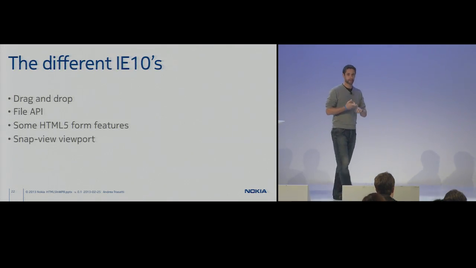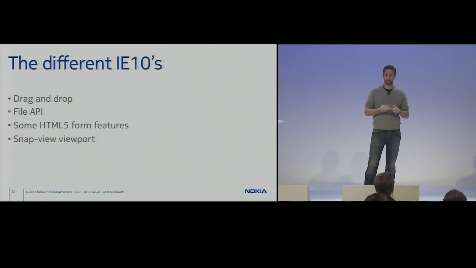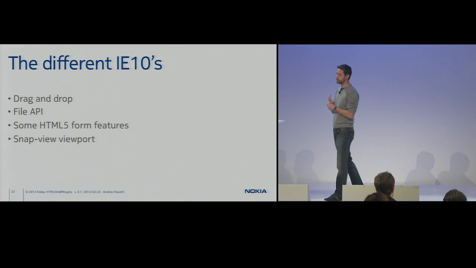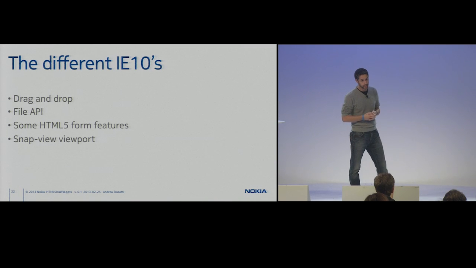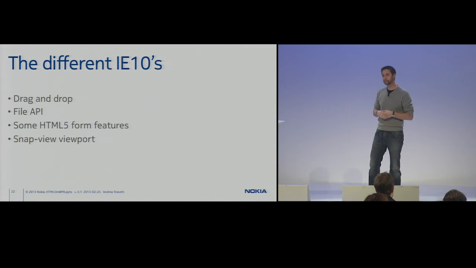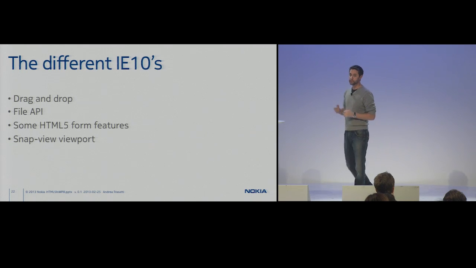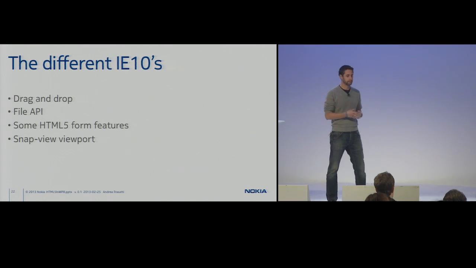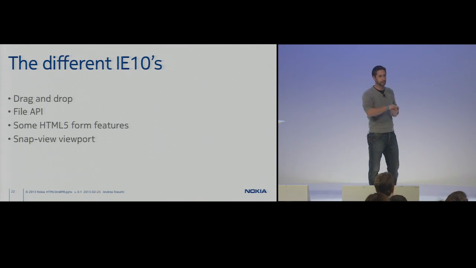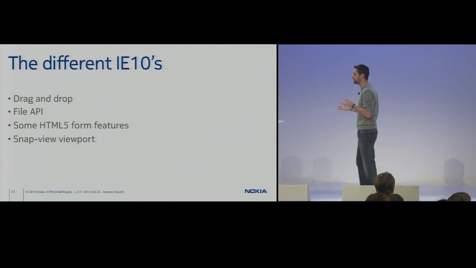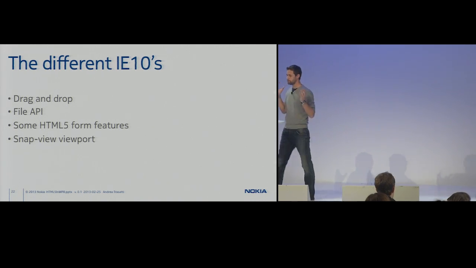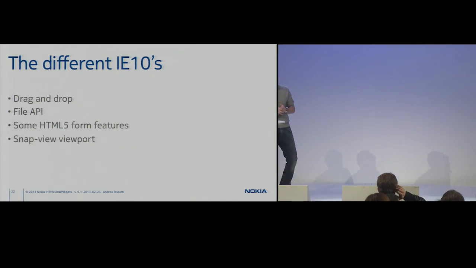IE10 comes in different devices: Windows PCs running Windows 8, tablets like the Surface, Windows Phone. Although the engine is always the same, there are some slight differences that you need to take into account. So drag and drop and file API, for example, are not implemented in Windows Phone for various reasons. Drag and drop is not supported because simply you cannot drag and drop an item within Windows Phone. File API is not supported because there's not a proper file system. They felt like privacy might be an issue of websites requesting that you upload something that you shouldn't.